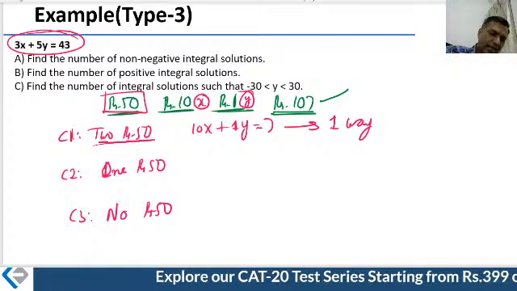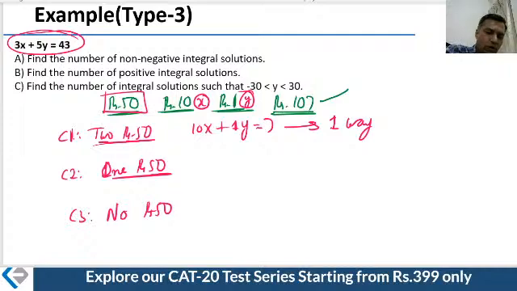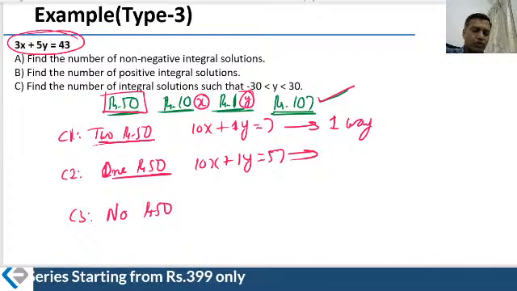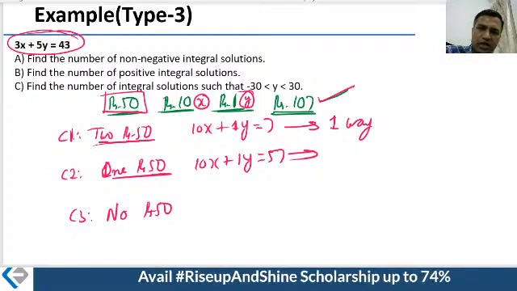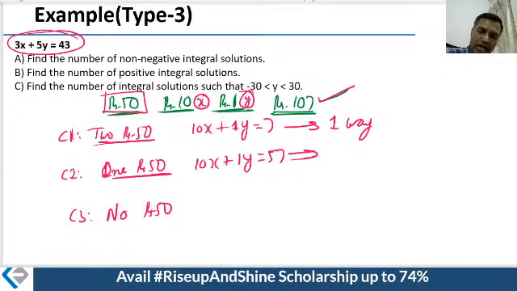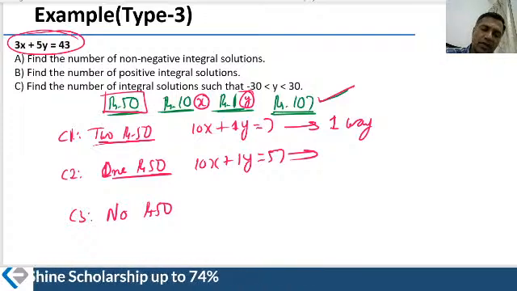One way. Okay. Second one, when you use 1 rupee 50 note, out of 107 rupees, 50 rupees is gone. How much is left? 57 rupees is left. Therefore, 10x plus 1y equals 57. I have to find the number of integral solutions, because x and y are the number of currency notes. You cannot cut and give a currency note. Therefore, x and y are whole numbers.